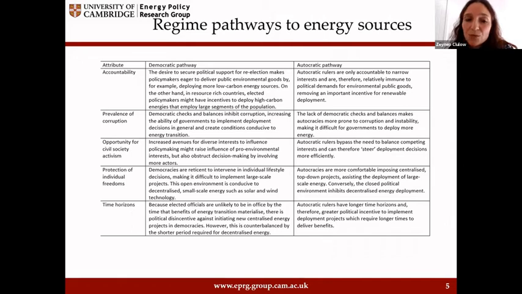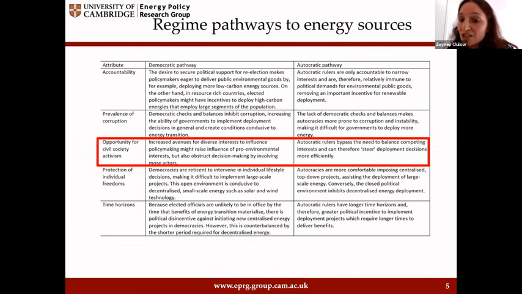So based on the literature, we identified about five different key attributes or aspects of democracy, which we expect to play an important role. But in this presentation, I'll just be focusing on one, which is the opportunity for civil society to influence energy decision making. In democracies, we might expect that increased opportunity for civil society to influence policymakers in deciding which energy sources to deploy might give more opportunity for environmental interests, say, to impose more pressure for transitioning to low carbon energy sources. But then on the other hand, it could also give more opportunity for fossil fuel industries to resist those kinds of changes and to support continued use of fossil energies.